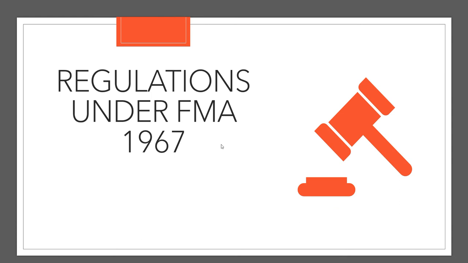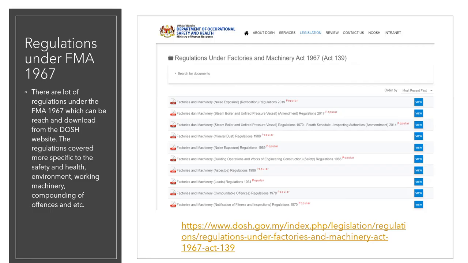Okay, so this one is a regulation under FMA. Yang tadi tu akta. Yang ini regulation. So di bawah Factory and Machinery Act, dia ada regulation yang dikeluarkan yang more spesifik kepada safety and health environment, working machinery, and then the compounding of offence and etc.